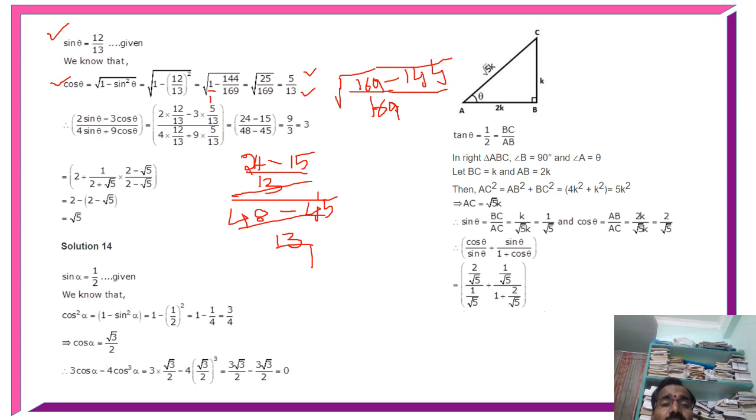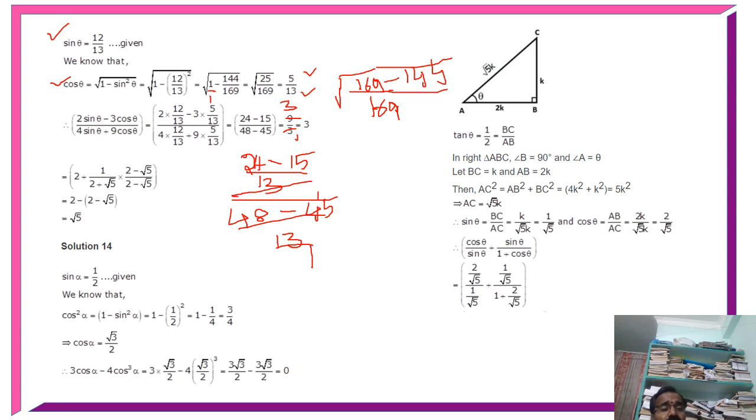48 minus 45, 3. So after simplification, we have 3 ones, 3 threes. So the required answer is 3 by 1, which is 3. We got it. Again, we have one more value. If it is given, we can simplify and rationalize the denominator.